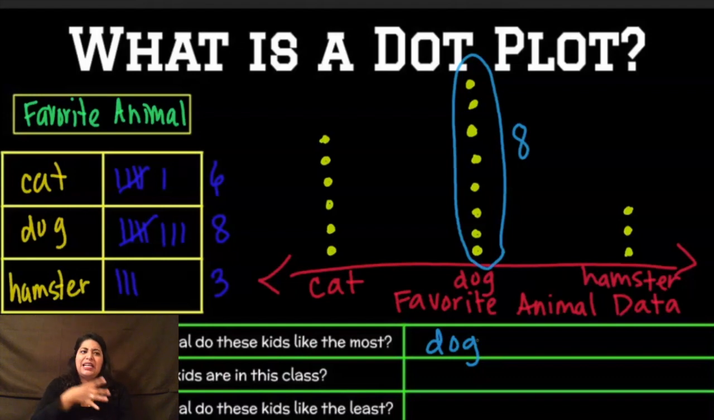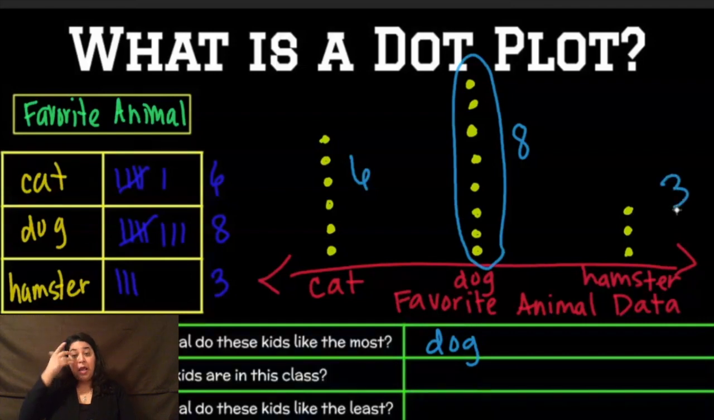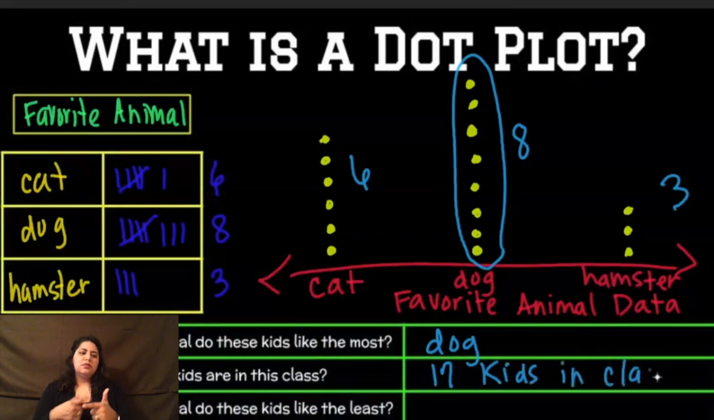Let's think about that. Well, 8 of them liked dog, and then 6 of them liked cat, and then 3 of them liked hamster. I think that maybe our best thing would be to join all of the dots together. And you see how it's a lot easier once we have some numbers there too. Once we look over at our frequency table, instead of counting all of them one by one, it's pretty easy. We can say 6 and 3 is 9, and then 9 and 8 is 17. So I would say, oh, there's 17 kids in class, maybe at the time that I did that little survey, right?